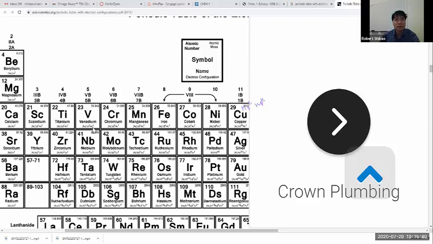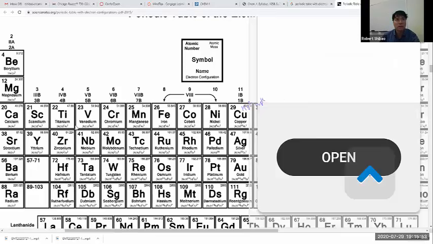Vanadium is +2, +3, +5. So +2 is losing the 4s electrons. +3 is losing one of the Ds. +5 is losing all of the Ds, including the 4s.